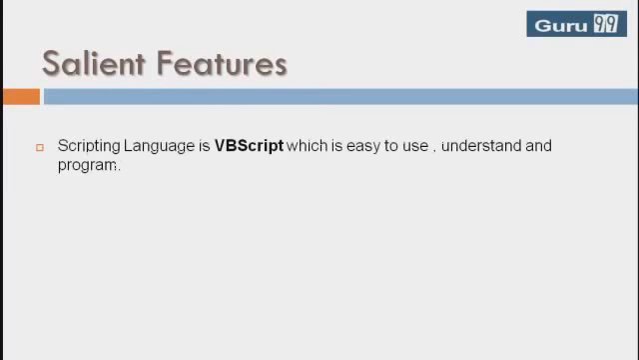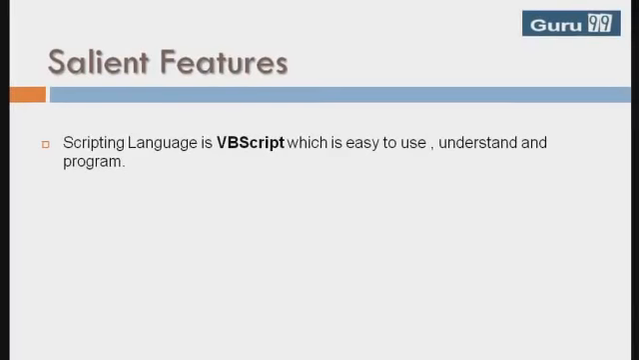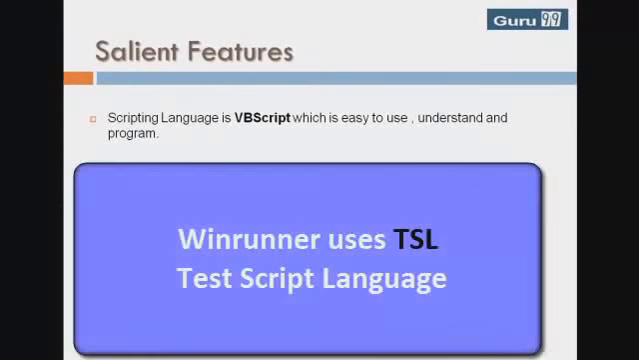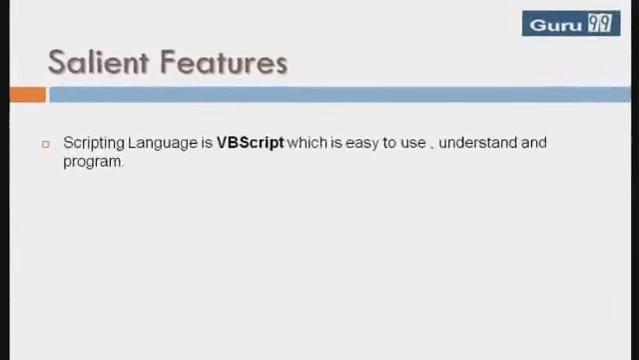The scripting language used is VBScript, which is easy to use, understand, and program. For a background, earlier automation tools used proprietary scripting languages. For example, WinRunner used TSL, Test Script Language. This caused an additional burden on automation engineers to master these proprietary languages, leaving alone the challenges faced during automation. Being proprietary, the amount of knowledge, resources, and support available for these languages was limited.